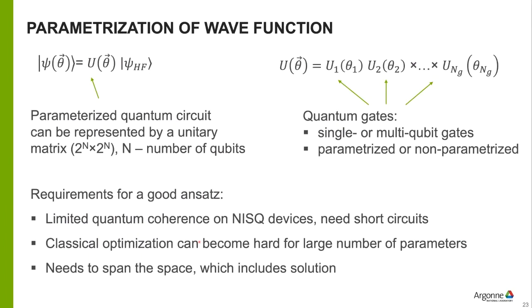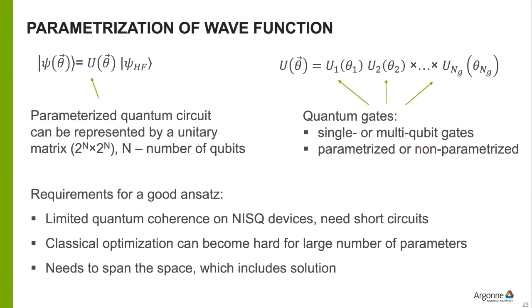So now let's talk about the wave function parametrization. Basically, this parameterized unitary operator is a quantum circuit, and can be represented by a 2 to the power of n by 2 to the power of n matrix, where n is the number of qubits. It's basically a product of quantum gates, which can be single or multi-qubit gates, parametrized or non-parametrized. So as you can imagine, there are many ways to represent this operator.